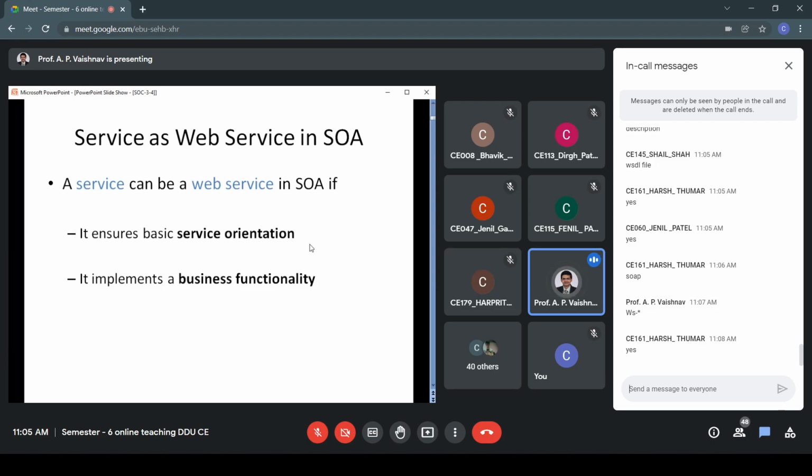How many principles do we have in SOA? Does anyone remember that number? Loose coupling is one of them. What are the other principles? If you remember the last class, yes, you can write down the names if you remember any principle.